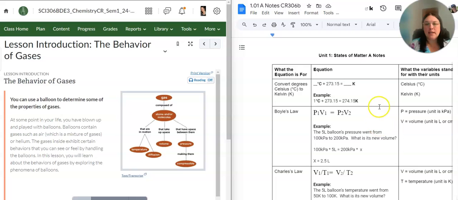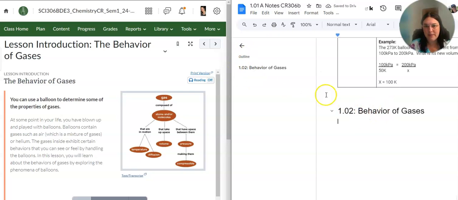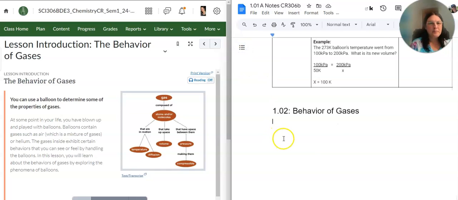Anyways, what I did is I started with the equations table that I gave you to use on the checkpoint, because these are all things you're going to want to have. Then I put down our lesson number, 1.02, Behavior of Gases. And if you notice it's a little bigger just because I changed it to a heading, you don't have to do that either. But I figured this would be a good way to keep notes organized, because when you make something a heading, it puts it over here on the left column, so you can jump around your document pretty easy. All right, let's check this out.